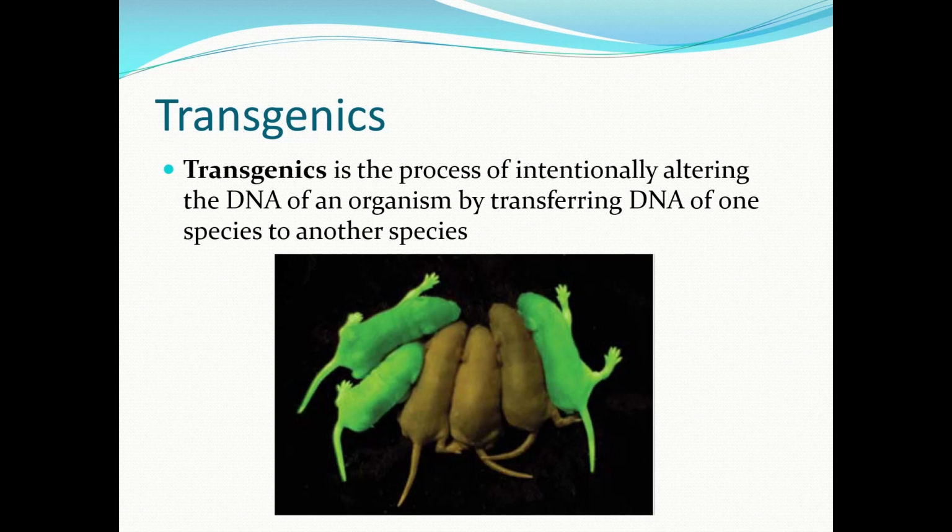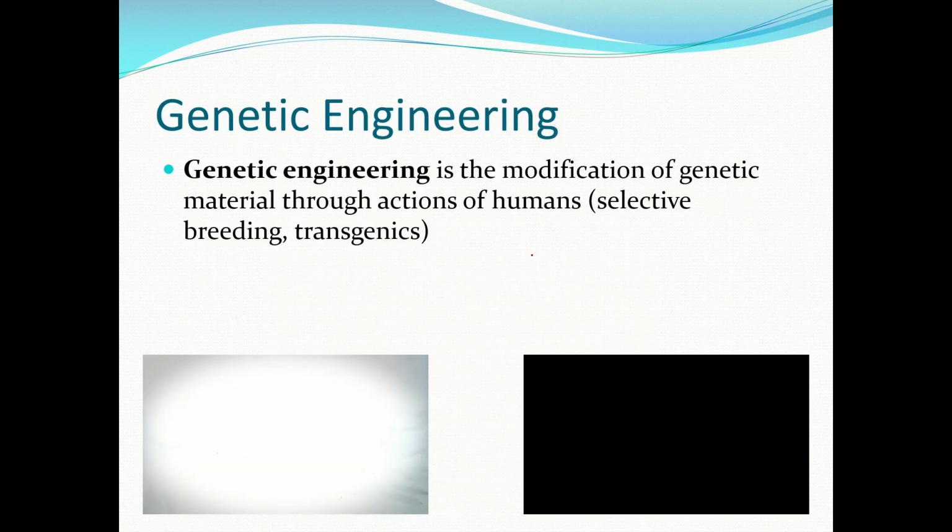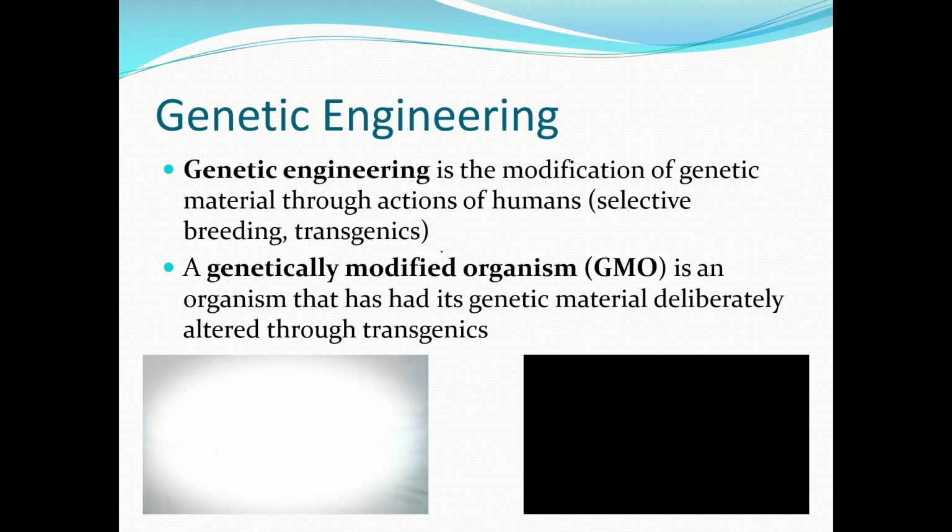So transgenics is the process of intentionally altering the DNA of an organism by transferring DNA of one species to another. So here in this picture are some mice, and you can see 3 of them are glowing because they have been given DNA from a jellyfish, and that allows them to glow. Genetic engineering is a modification of genetic material through actions of selective breeding or transgenics. And a GMO is an organism that has its genetic material deliberately altered through transgenics.